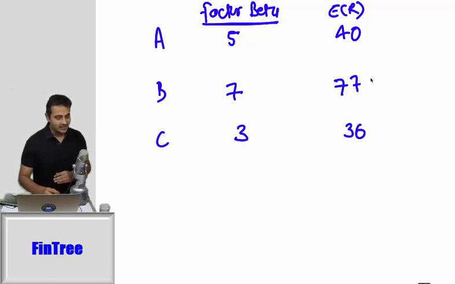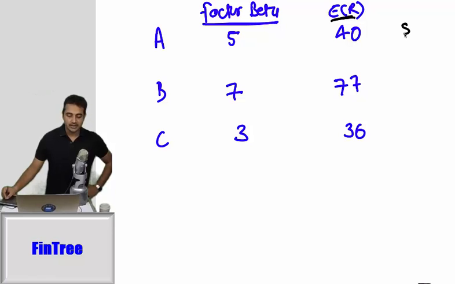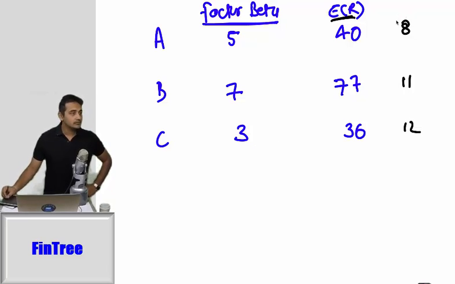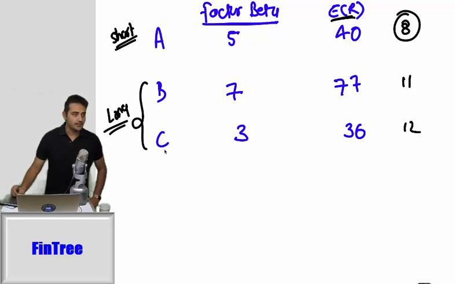Alright, let's do it together. Ajit, please see this carefully. Step number 1, find out return per unit of risk. So 40 divided by 5, 8. 77 divided by 7, 11. And 36 divided by 3, 12. Then which one is lowest? 8. So then we would take a short position here, and we will take a long position on these ones, which is B and C.